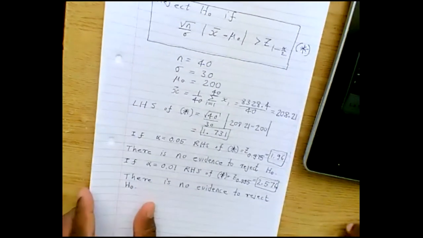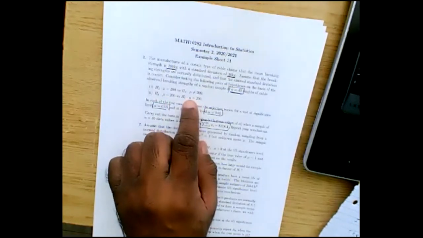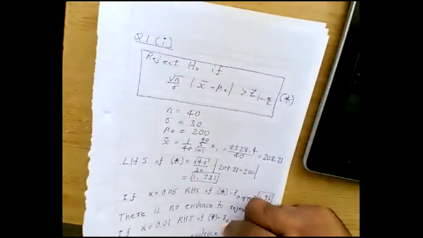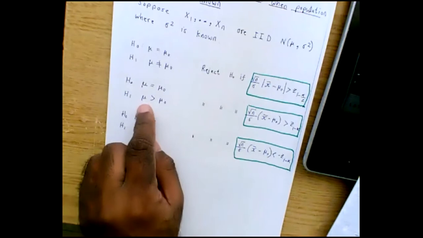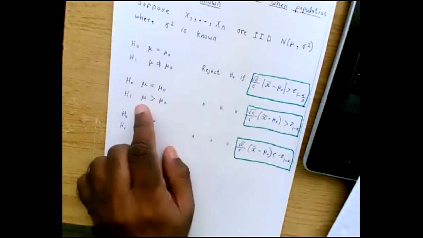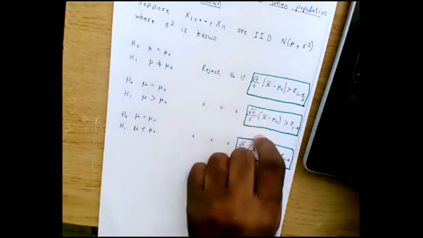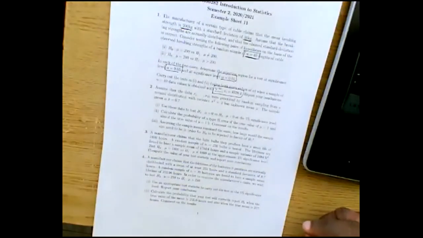The second part of question one is asking you to test mu equal to 200 versus mu greater than 200. All right, now you should go back to the formula sheet. These are the three hypotheses I considered last week. Now, the second hypothesis is where mu is equal to something versus mu greater than something, and the corresponding rejection rule is this one, right? Okay, so we need to use this one as the rejection rule to do part two, right? So that's what I'm going to do now.